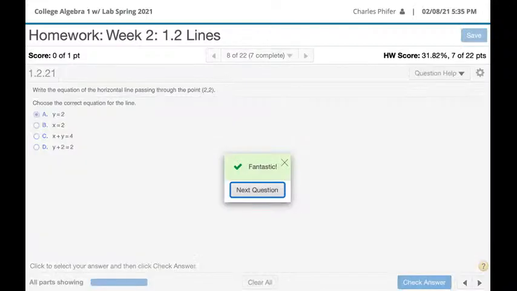Okay, we are moving and grooving. A little bit faster than I would like, but that's okay.